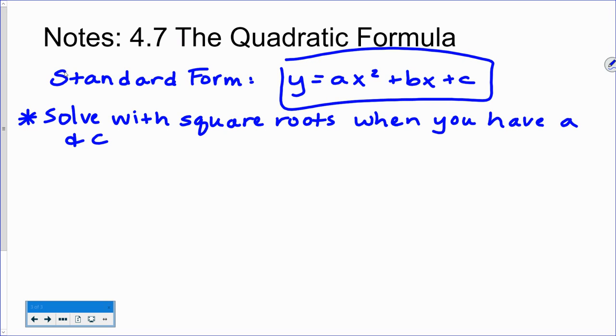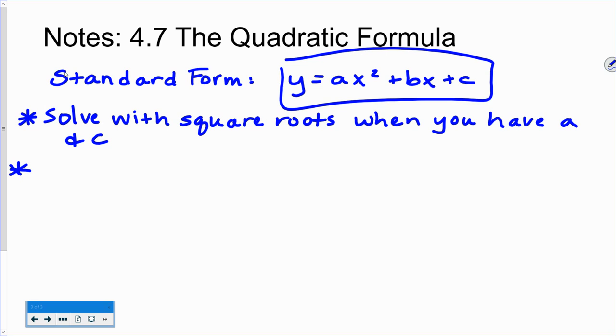So if you have an a value, that means you have an x squared. All right, if you have c, you have the number without the x. All right, so only in those cases can we use square roots. And square roots is a pretty nice method because it's pretty quick, right? You get your x squared by itself, you take the square root, it's positive and negative of that answer, you're done. Not a lot of time. All right.